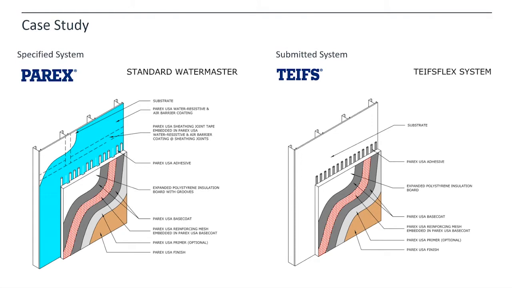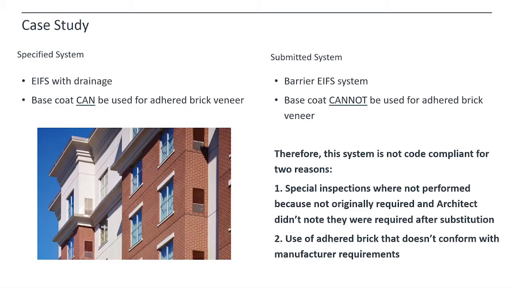So I'm going to flip to this next slide. In this case, the specified system, like I said, was an EIFS with drainage, and the submitted system was a barrier EIFS. Additionally, the designer called for a thin adhered brick to be applied to the base coat of the EIFS system for a different veneer finish, as you can see in the picture. It was supposed to be a combination of EIFS and thin brick veneer.